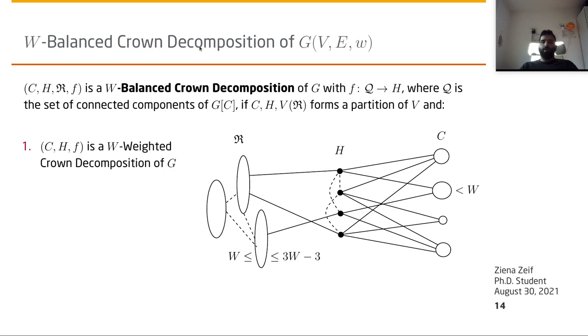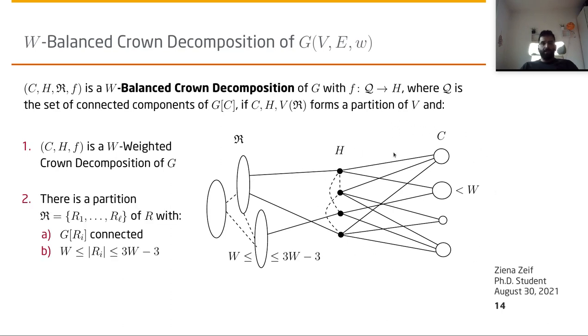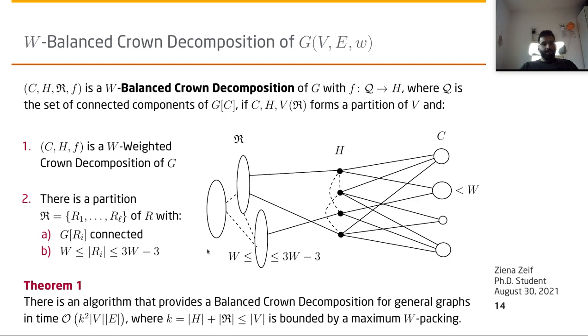Now we are ready for the W balanced crown decomposition. We say CHRNF is a W balanced crown decomposition if CHF is a weighted crown decomposition. So this part of the graph is the weighted crown decomposition. Additionally, we want a connected vertex partition of the body such that each part weighs between W and 3 times W minus 3. And our main result is that we provide a balanced crown decomposition in time k squared times the number of vertices times the number of edges, where k is bounded by a maximum W packing.